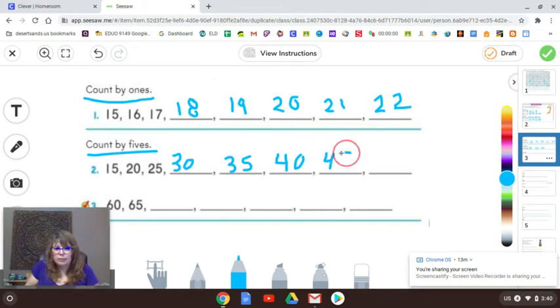Now remember, the rule says count by fives. So we have 45, 46, 47, 48, 49, 50. Now, because I don't have any rule here, that means I'm still doing the fives. So we have 60, then we have 65. I can go right to 65 and say 65 in my head, 66, 67, 68, 69, 70.